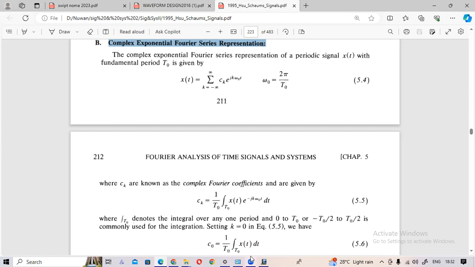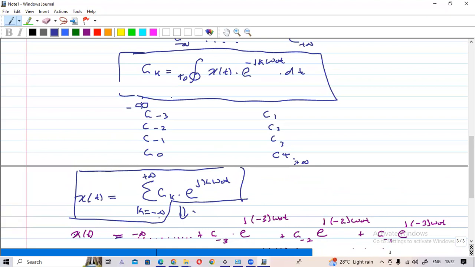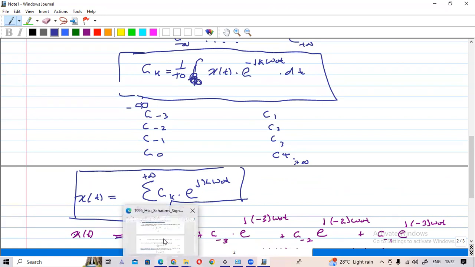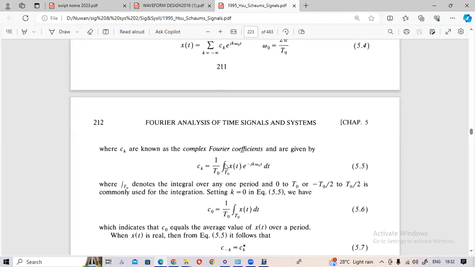Okay, here 1 over T naught is there. I think I have missed it. Here, there should be 1 over T naught, and the integration limit should be within T naught. Okay. So these two identities are there. Using these two identities, we can represent any signal xt as a collection of complex exponential terms. Okay. So I have written this equation.